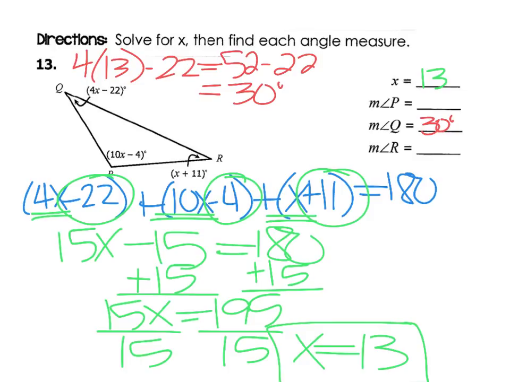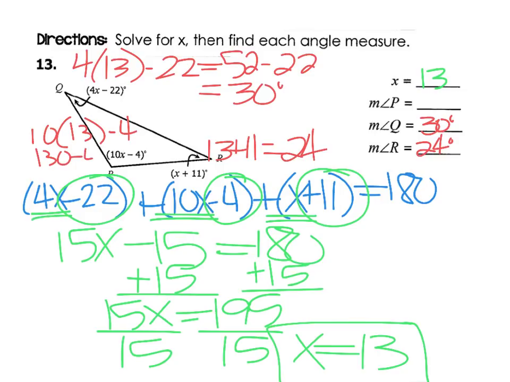Now, to find the measure of angle R, it's just x plus 11. So 13 plus 11, that's easy, gives us 24. So R is 24 degrees. And then last but not least, to find the measure of angle P, we would do 10 times 13 minus 4. 130 minus 4 gives us 126. So the measure of angle P is 126 degrees.